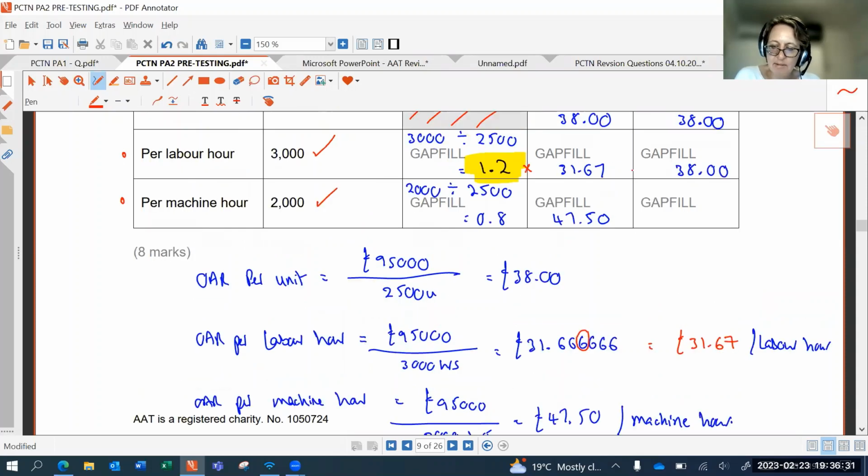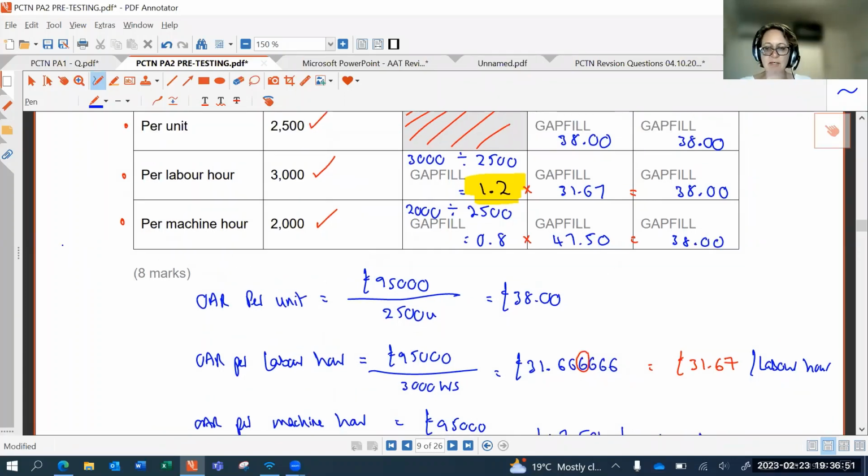So just like we did with the labour, we multiply together our rate for the whole hour with how long it takes. So £47.50, but it takes 0.8 of an hour. That would mean we would give it £38 of overhead. So it actually gets the same amount of overhead, irrespective of which method we've chosen, but the overhead absorption rate for each hour is different. It just ends up absorbing the same amount because of the respective amounts of time taken.